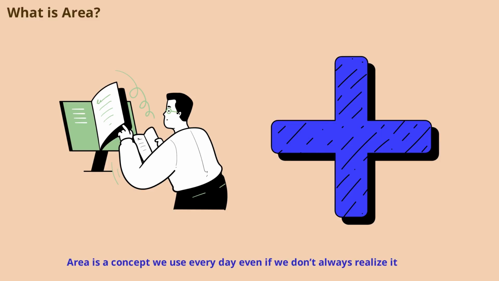Area is a concept we use every day, even if we don't always realize it. Simply put, area is the amount of space that covers a flat surface. Imagine laying tiles on a floor or painting a wall. What you're really figuring out is the area.